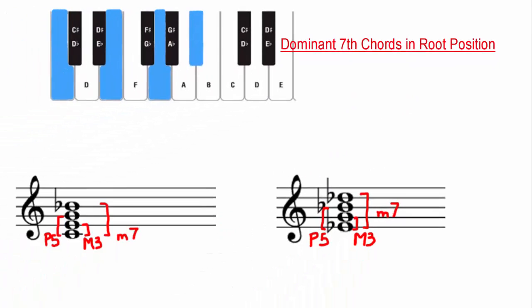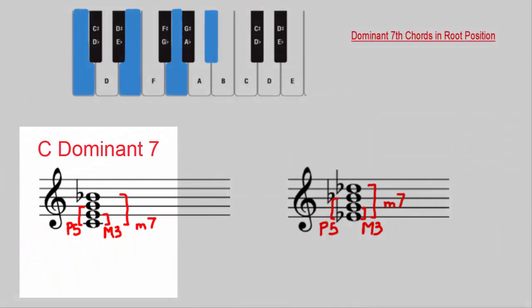Let's take a look at an example. The following is an example of a C dominant 7th chord. You can tell again that this chord is in root position as all the notes are stacked in thirds, creating that snowman shape. All the notes will either be on lines or on spaces when it is in root position.